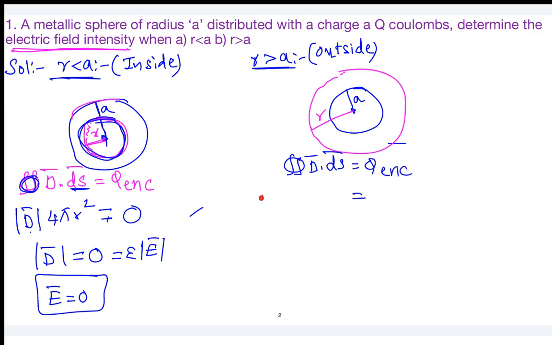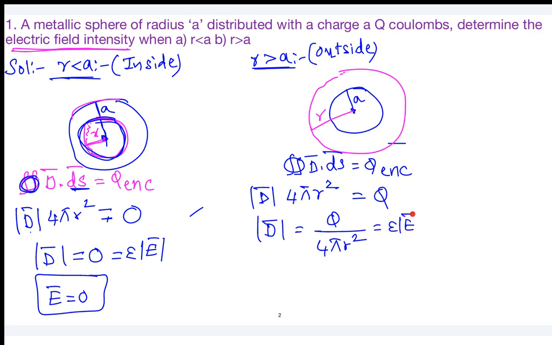And how much charge is enclosed here? Q. So straight away the flux density will be Q by 4 pi r square, which is the same as epsilon times E. So the electric field intensity magnitude will be Q by 4 pi epsilon r square. So this is the same as your point charge.